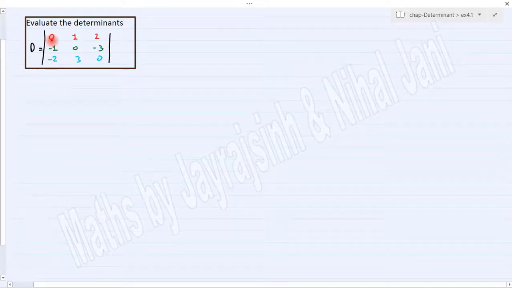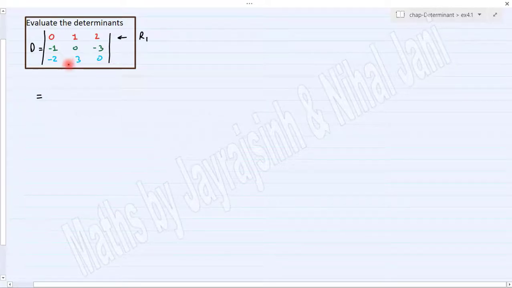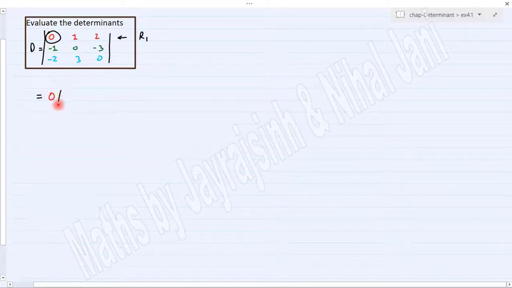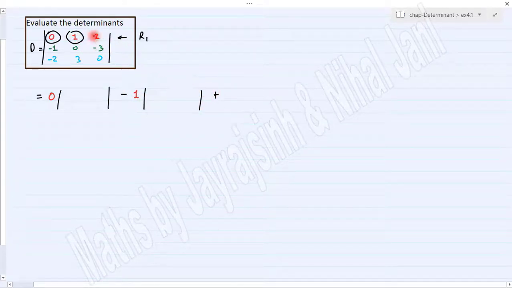Let's evaluate this determinant. Let's try to expand with respect to first row. So we have to write down its elements and multiply with its cofactors. So your first element is 0 and the space for its cofactor, minus the second element is 1, plus the last element will be 2.